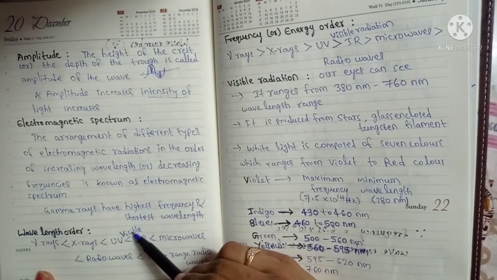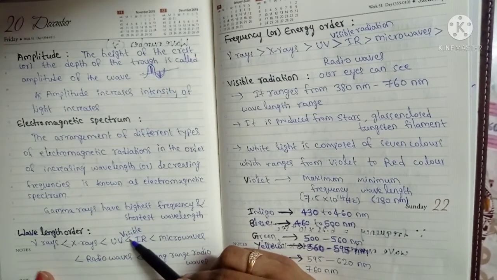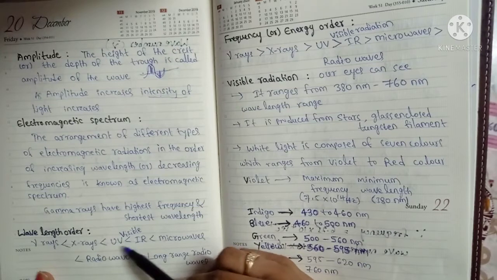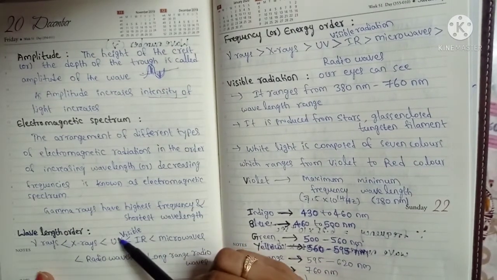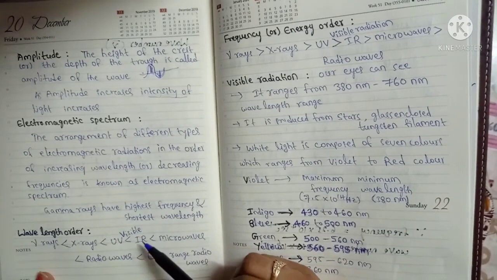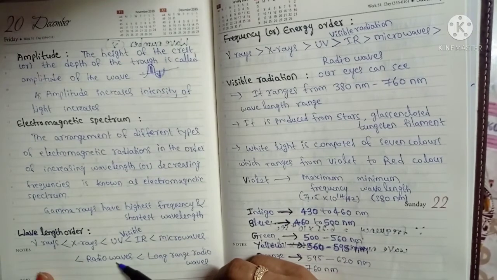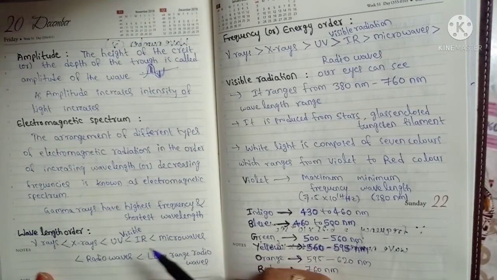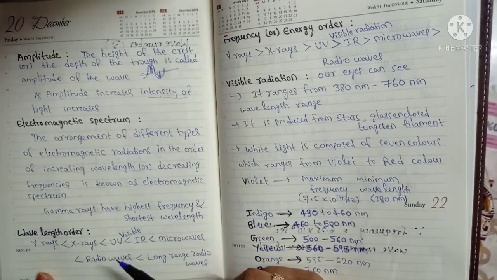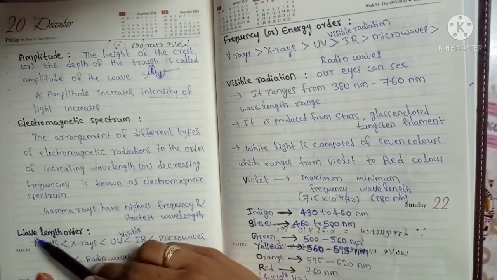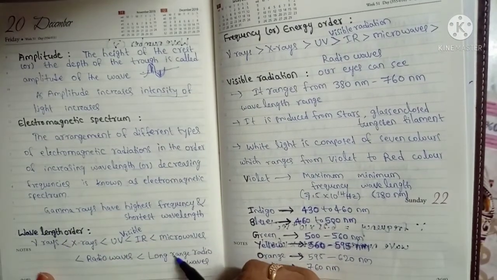Here I forgot to write the visible light, so add it in this range, in this order: gamma rays, X-rays, UV rays, then visible light, then IR, then microwaves, then short range radio waves, next long range radio waves. This is the increasing order of wavelength. So wavelength increases from gamma rays to radio waves.